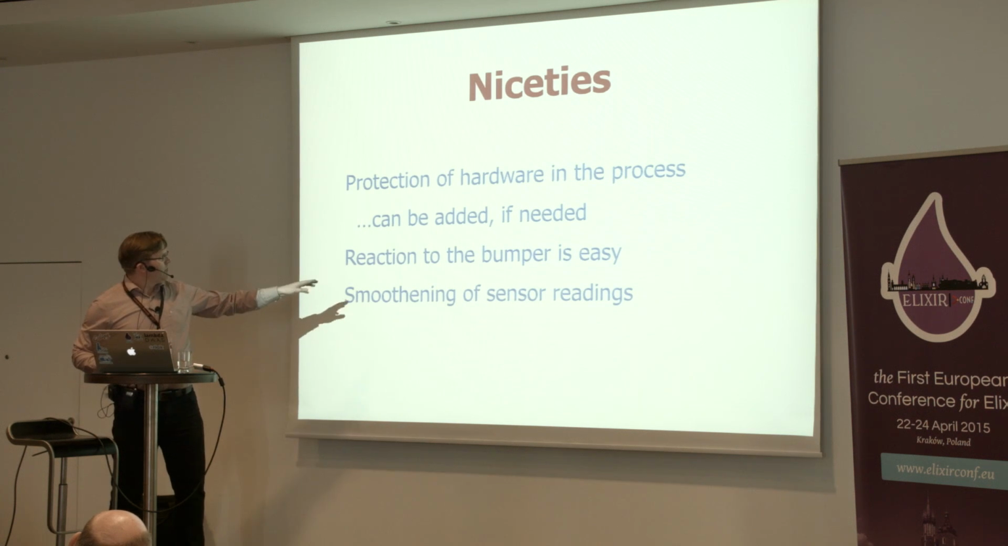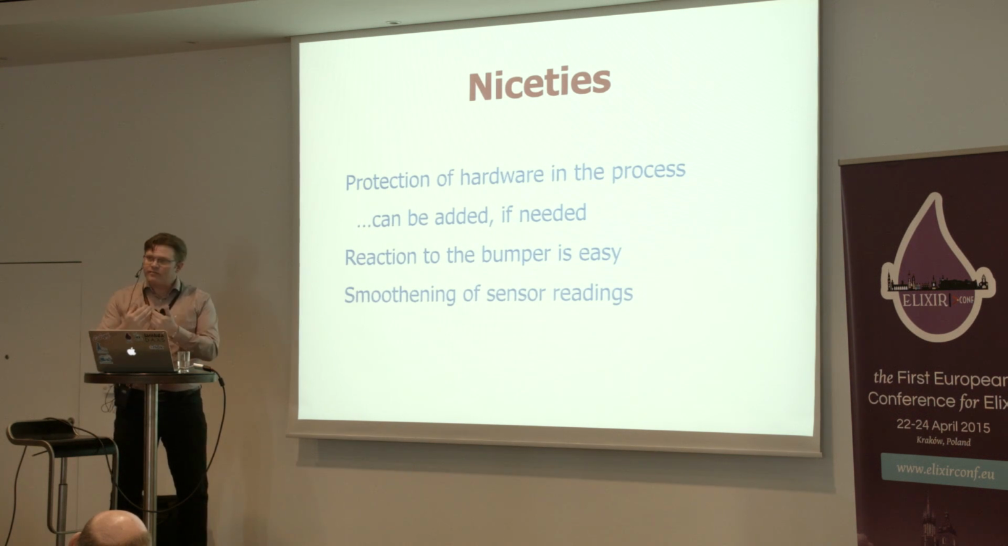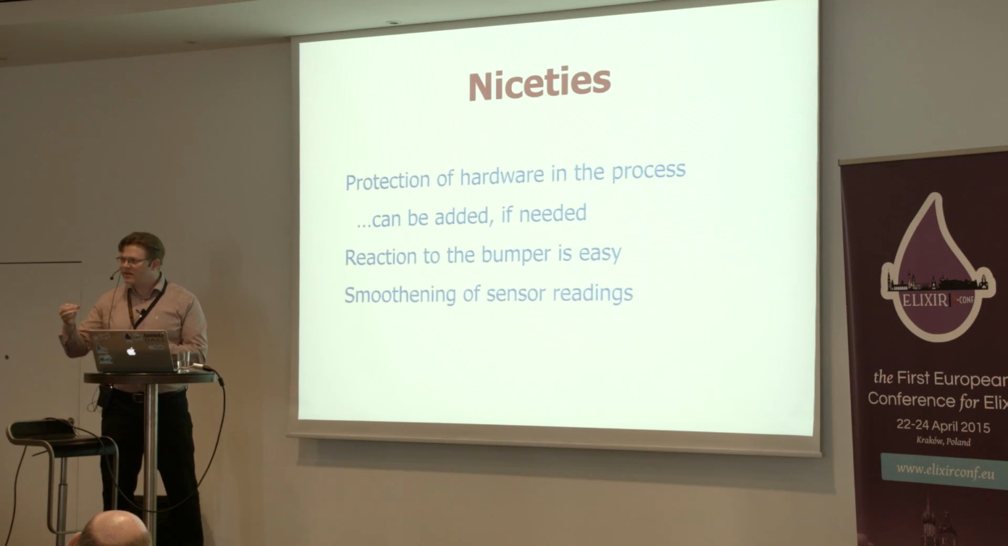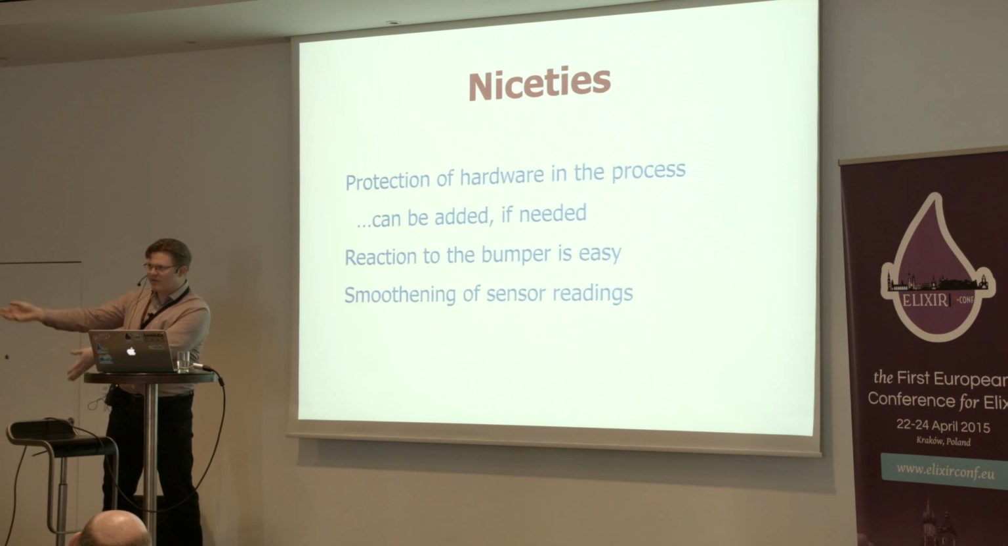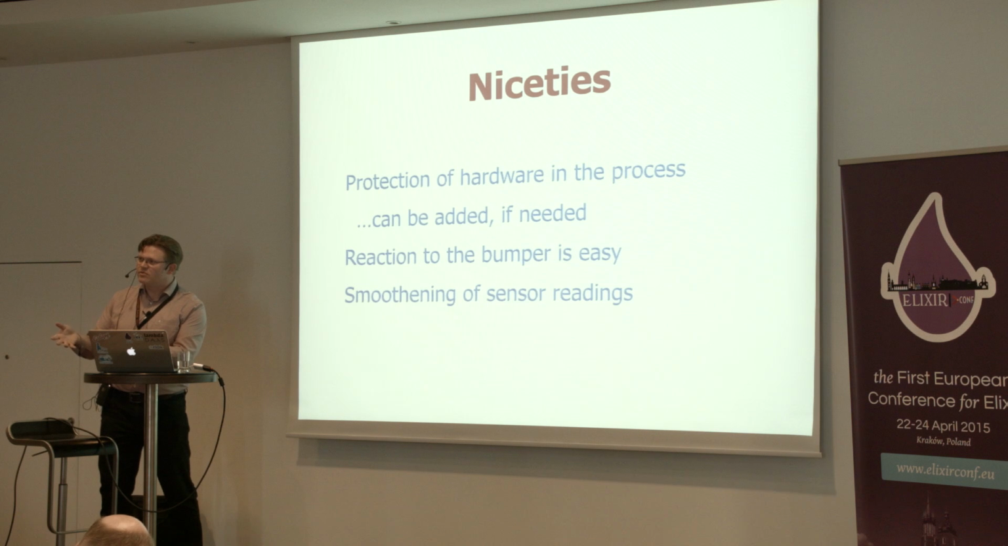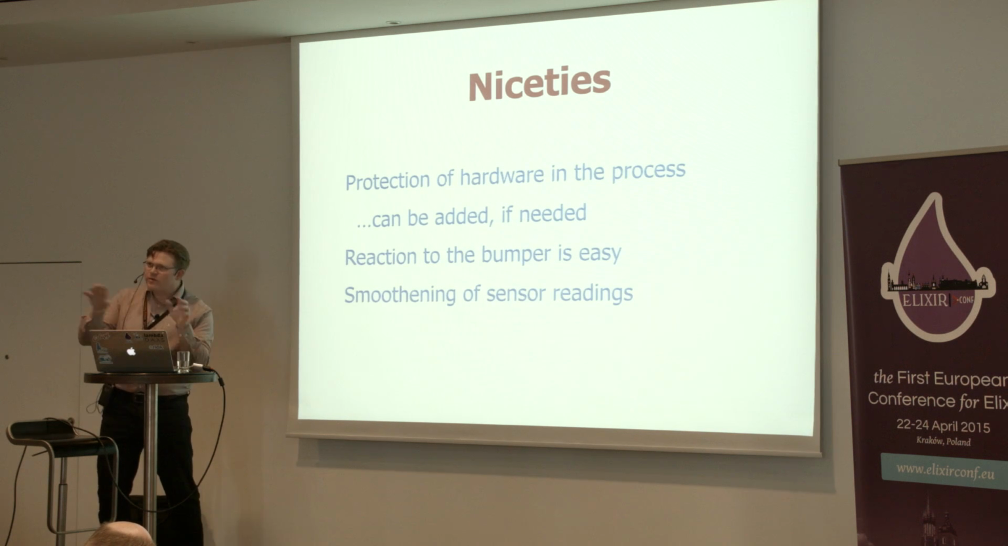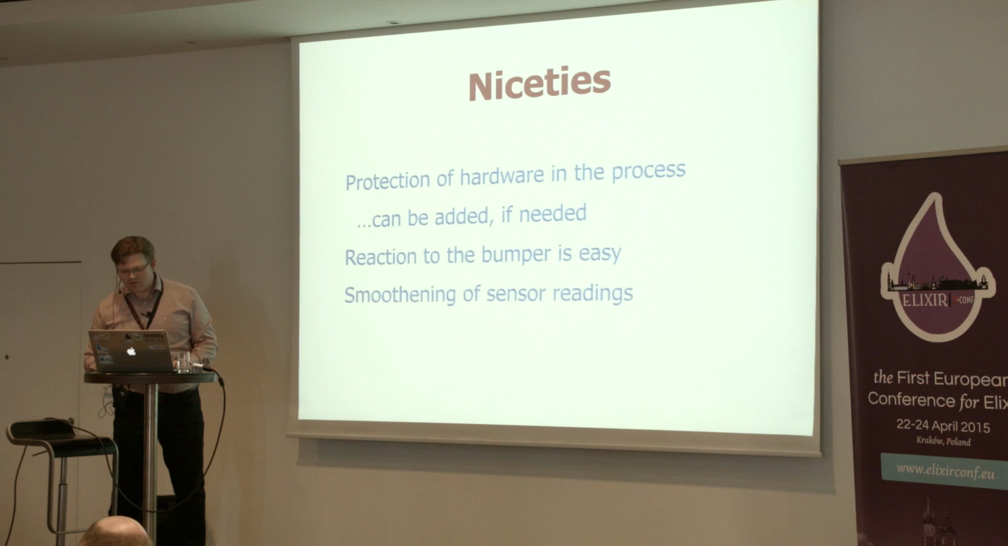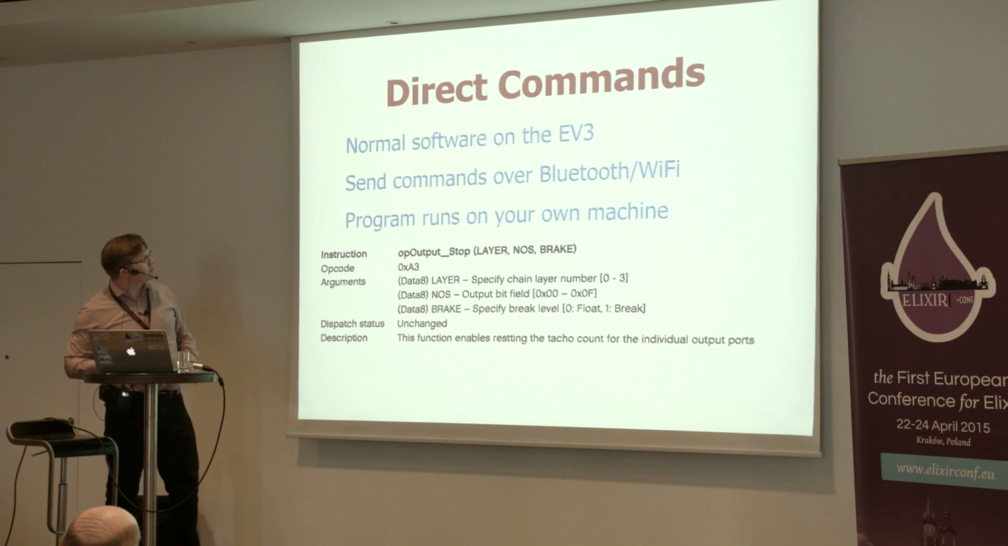The reaction to the bumper, easy, and then you can have this smoothing of sensor readings, because as us programmers, all in programming is black and white. A value is a value, but the minute you take some sensor and you put it on something, and there's light coming in from the sides and everything, it will not read the color the same way all the time. So you need to smoothen out these values. But that's actually done inside these processes.